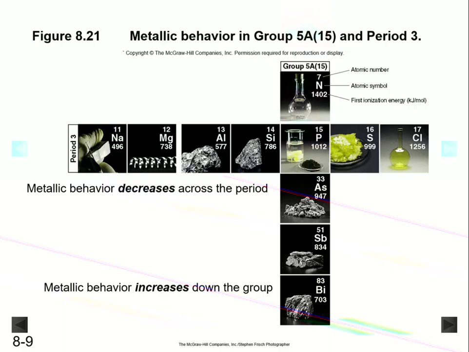Aluminum is an amphoteric oxide. Silicon, then phosphorus is a weak acid as an oxide. Sulfur is a strong acid as an oxide. And then the chlorine oxide forms the strongest acid of all, and that's perchloric acid.